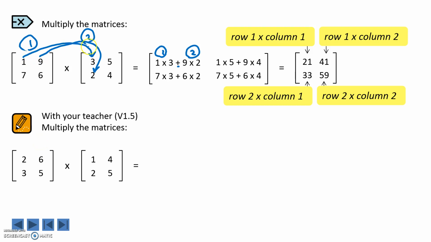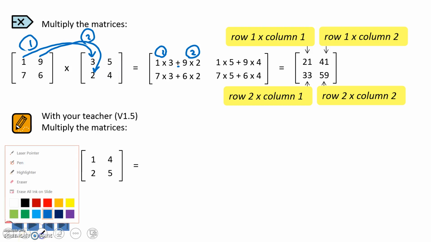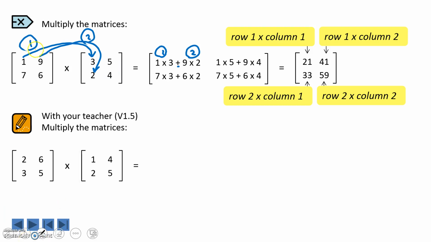Then we do exactly the same steps, but this time with the second column. Let me pick another pen so that it becomes a little clearer. Now it's going to be 1 times 5 plus 9 times 4. So we've done that first row. There are a lot of steps in it, and we've got to remember that we add those together each time.